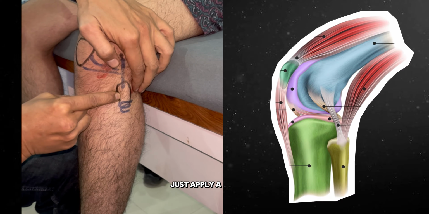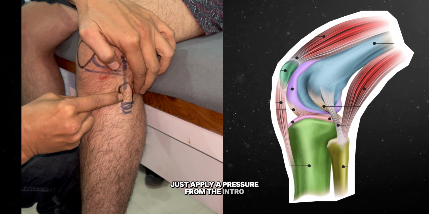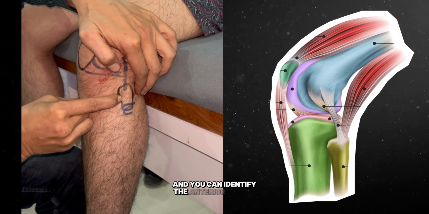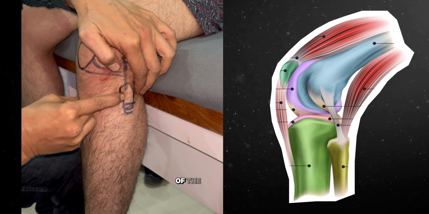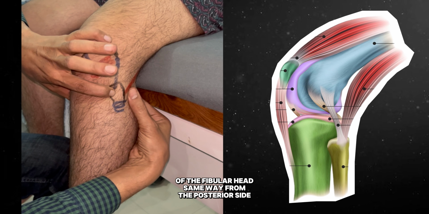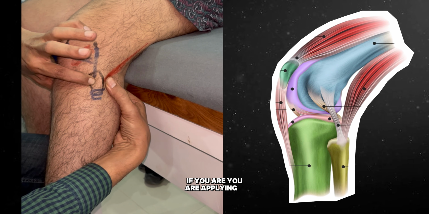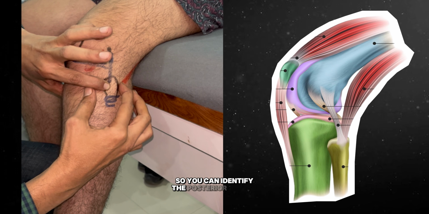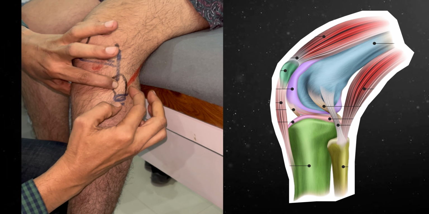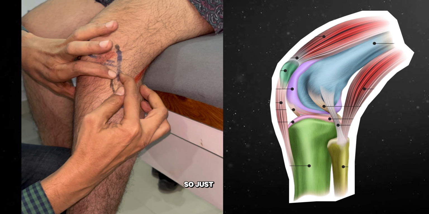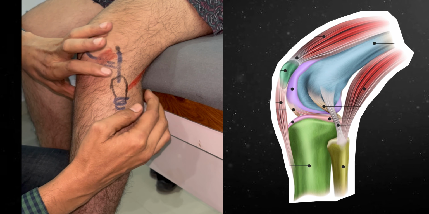Apply pressure from the anteroposterior direction and you can identify the anterior margin of the fibular head. In the same way, from the posterior side, if you apply pressure like this, you can identify the posterior margin of the fibular head. So just mark it like this.